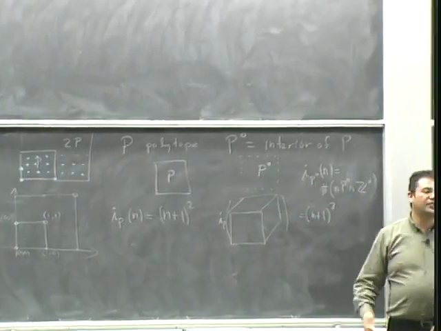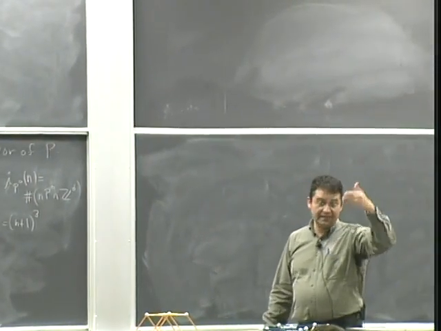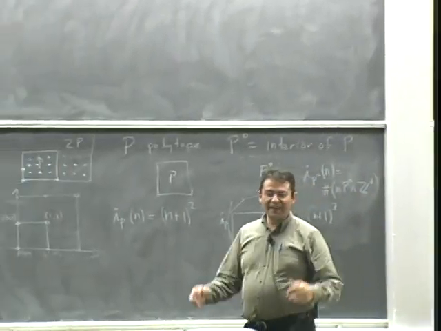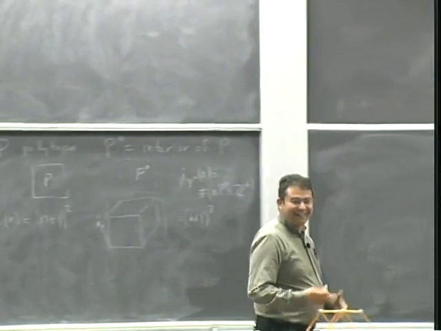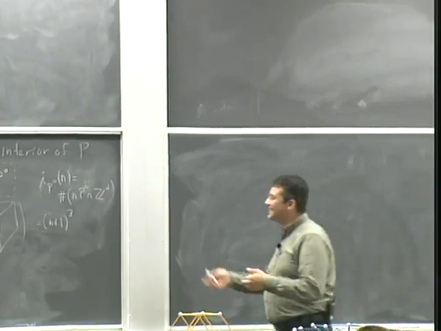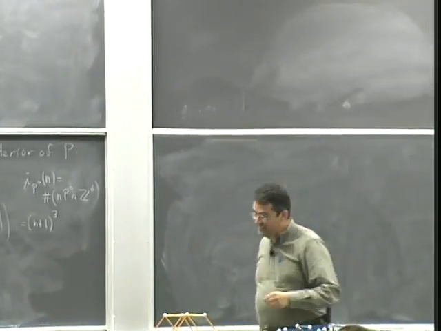And in general, for the d-dimensional cube, you're going to have (n+1)^d. That's the Ehrhart polynomial, which, to make Mike happy the last day, has binomial coefficients, the Pascal triangle, as in the coordinates. All right.